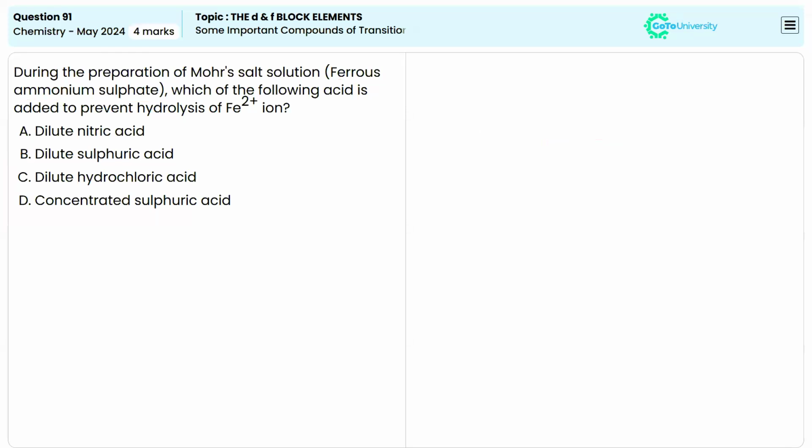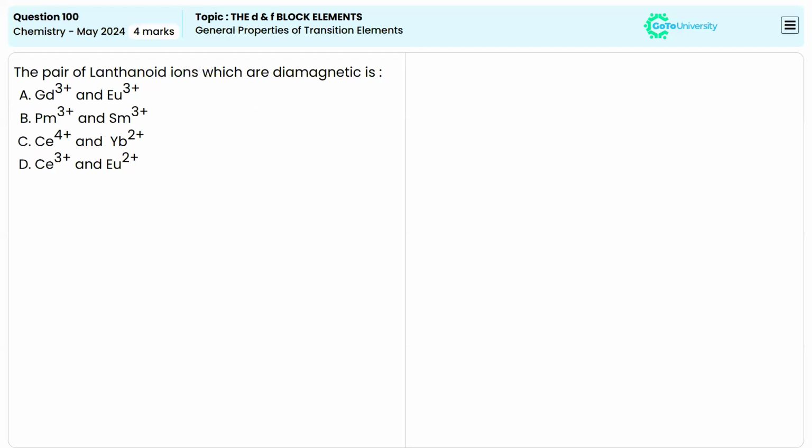Okay. The next question: the pair of lanthanide ions which are diamagnetic. So here we have different pairs of lanthanide ions. We have to choose the pair which are diamagnetic in nature. The first option is gadolinium 3 plus and europium 3 plus.